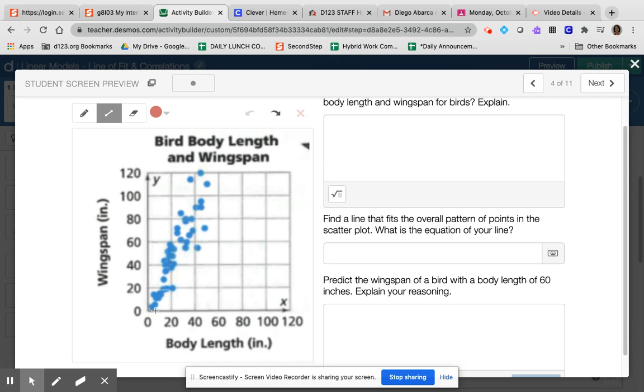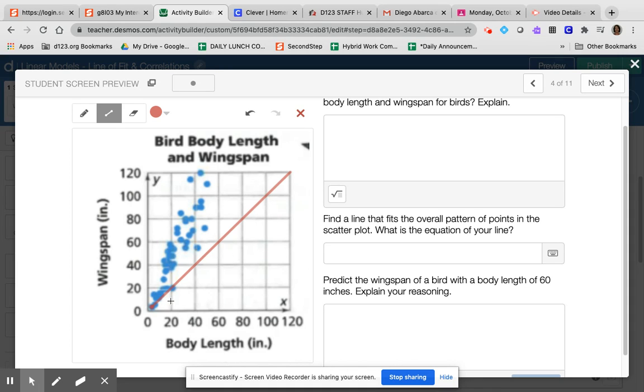So for our next example, we're looking at the relationship between a bird's body length and wingspan. So remember when we talked about a person's height versus arm span, our model line looked like this. And we had some points on the line that meant that their height and arm span were equal, some below the line, and some above the line.